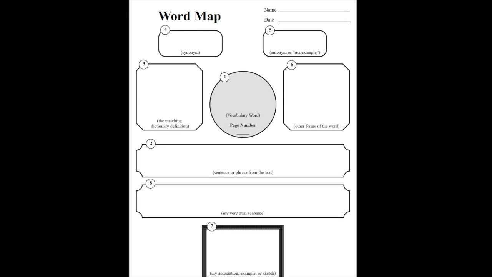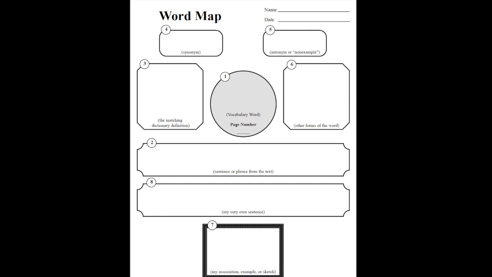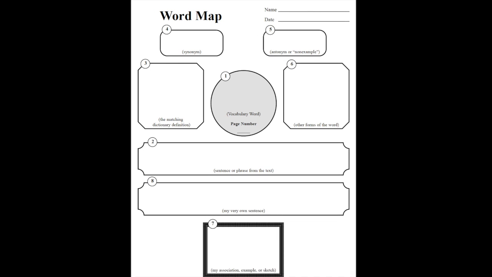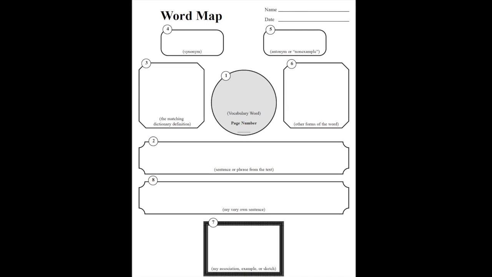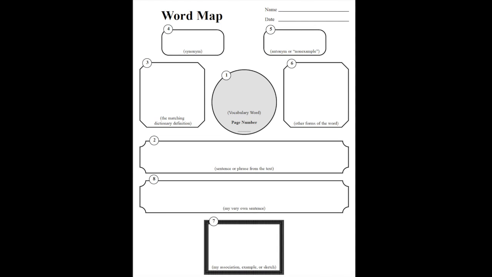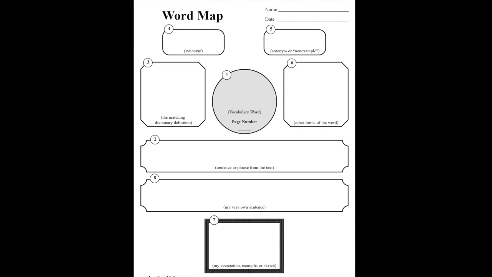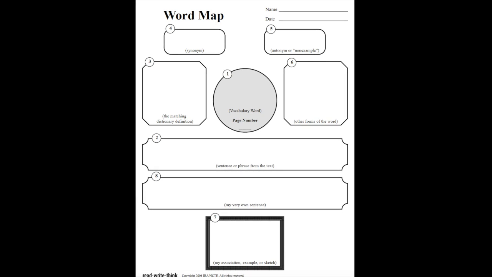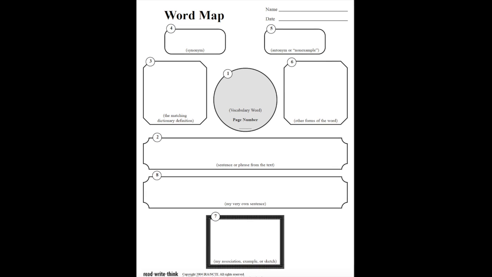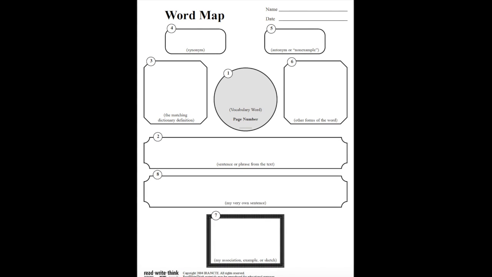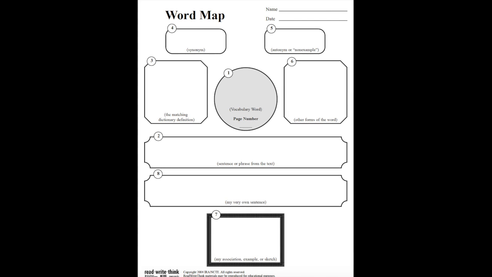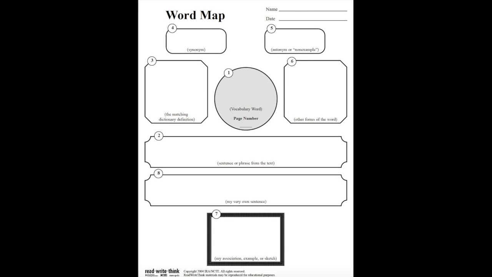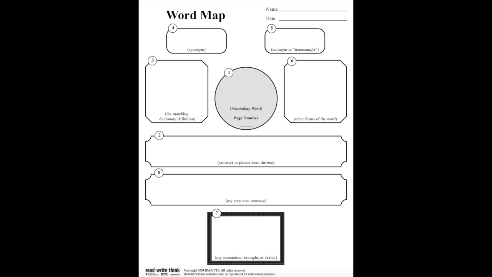This is very similar to the other example I showed you, where the student will write the synonym or synonyms of the word. To the right of that is number 5. This says antonym or non-example. This is where the student will write the antonym or antonyms of the word. Number 6, right below that, says other forms of the word. And number 7 says my association, example, or sketch. So this is where the student will sketch his or her meaning of the word, and that is also from the other example I showed you. Number 8, that is where the student will write the word in his or her very own sentence.